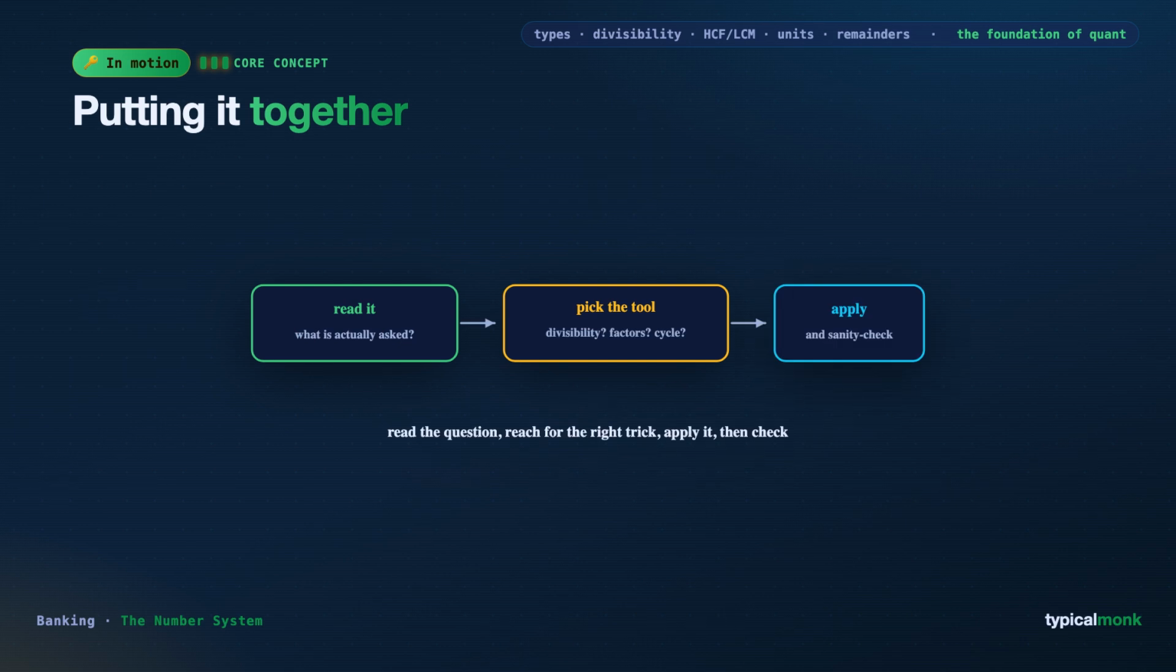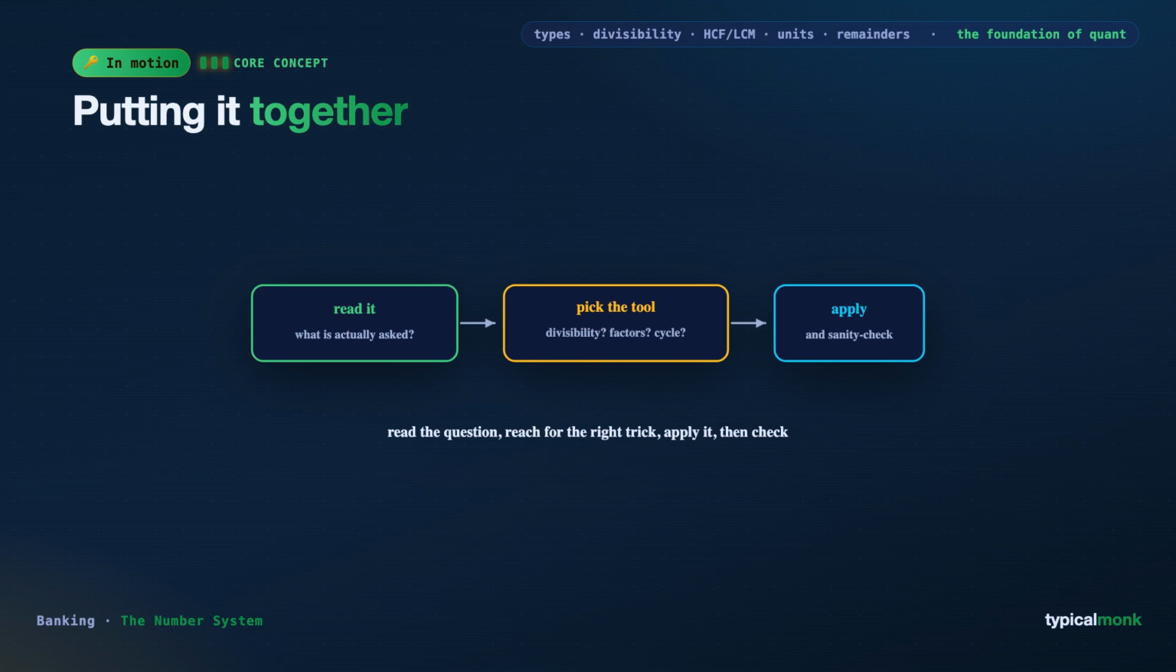Step 3. Apply the tool and then sanity check the answer against the numbers. Do the quick mental work, the digit sum, the prime factorization, the modulo, and then pause for a half second to ask whether the answer is reasonable. Is the remainder smaller than the divisor? Is the unit digit actually a single digit? Does the HCF really divide both numbers? That tiny check catches slips before they cost you a mark.